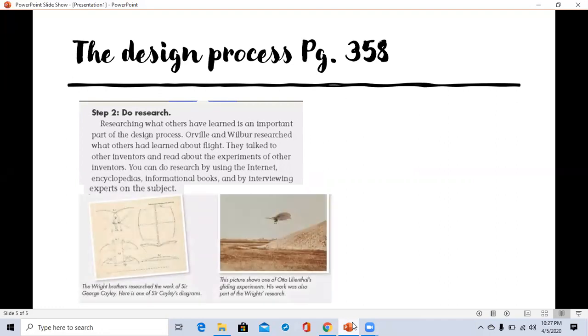Let's take a look at these two pictures on the bottom. The Wright brothers researched the work of Sir George Cayley. Here's one of Sir Cayley's diagrams. And then on the right, you can see the picture shows one of Otto Lilienthal's gliding experiments. His work was also part of the Wright brothers' research.